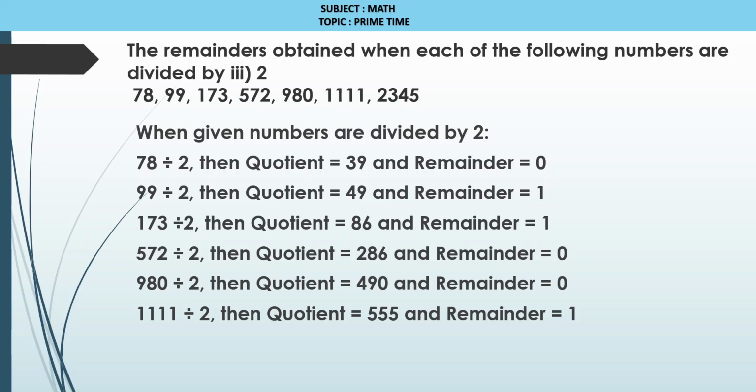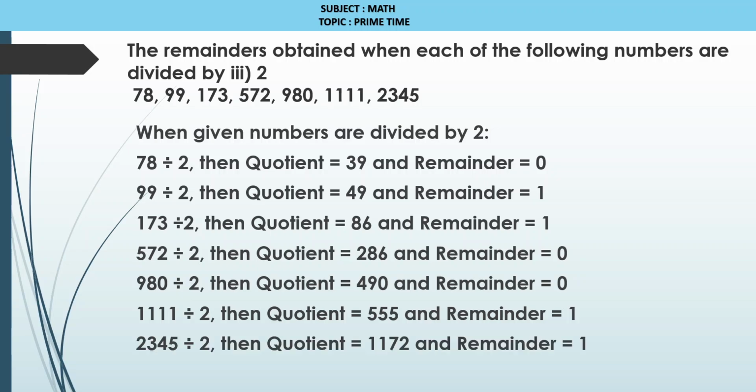1011 divided by 2, the quotient is 505 and the remainder is 1. 2345 divided by 2, the quotient is 1172 and the remainder is 1.